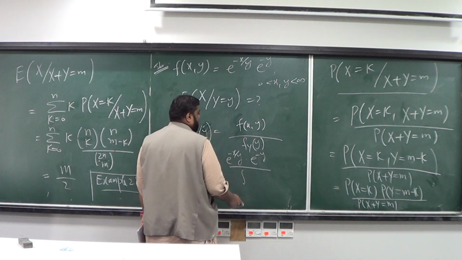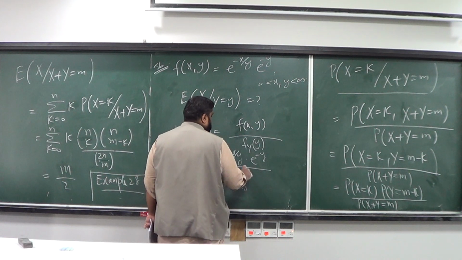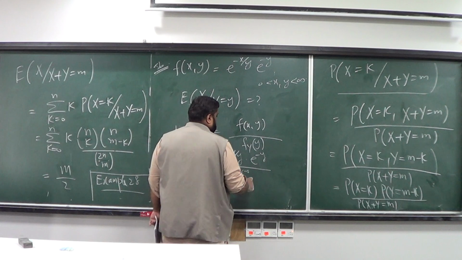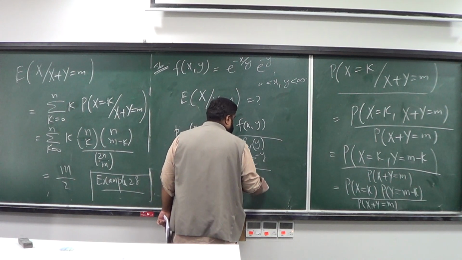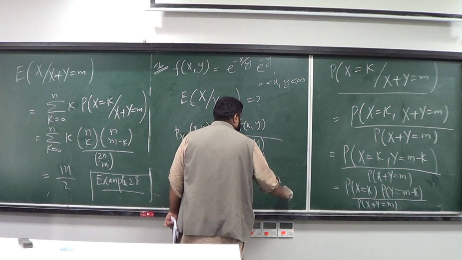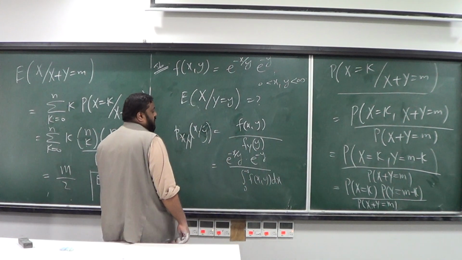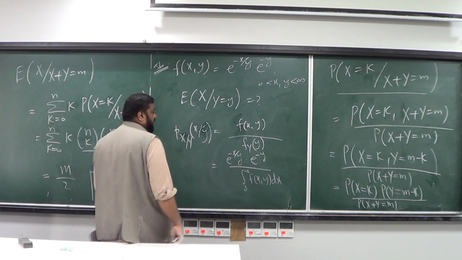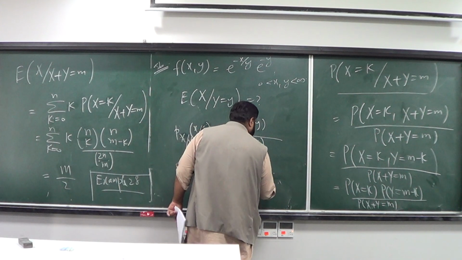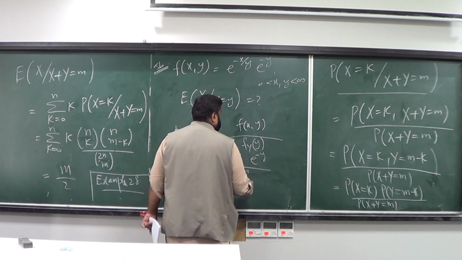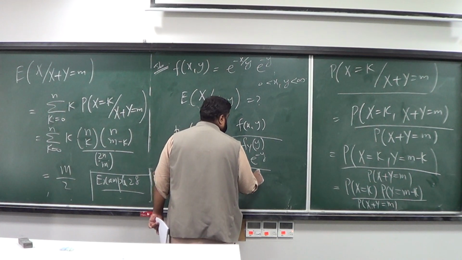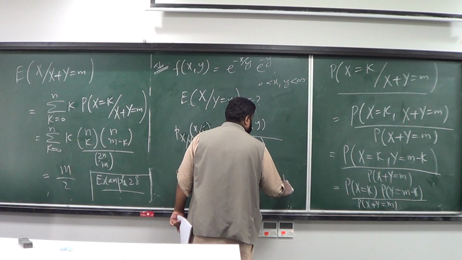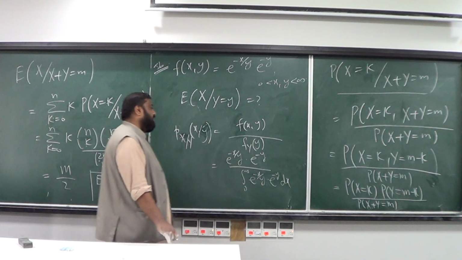The marginal PDF you can compute by integrating from 0 to infinity, because that is the domain, the joint PDF with respect to x. If you integrate the joint PDF with respect to x, you get the marginal PDF. In this domain, the value of the joint PDF is e to the minus x over y times e to the minus y, and dx. This is what you are going to get.